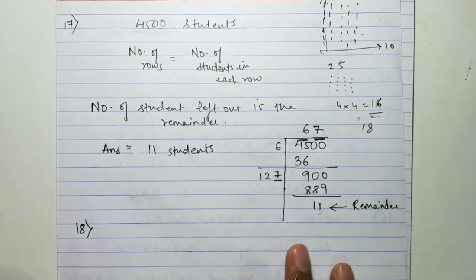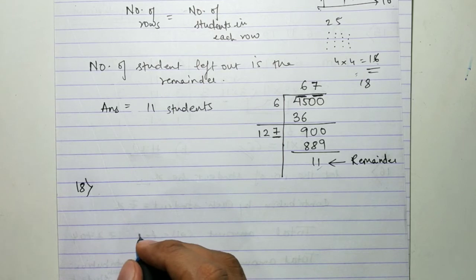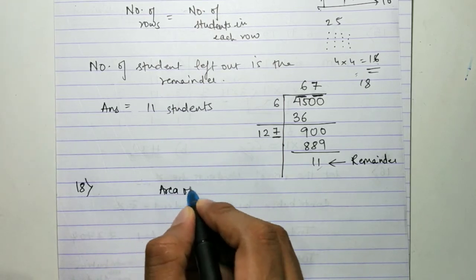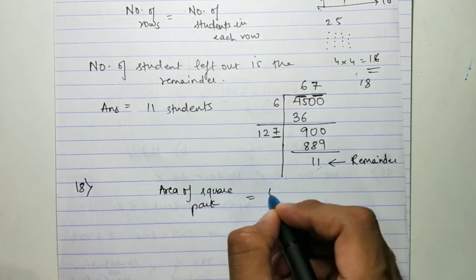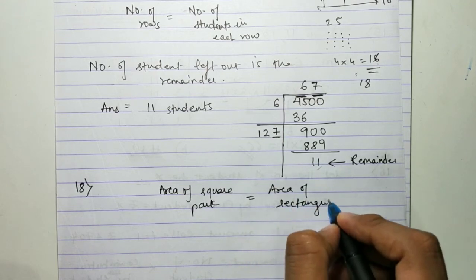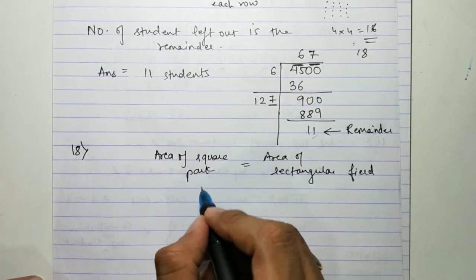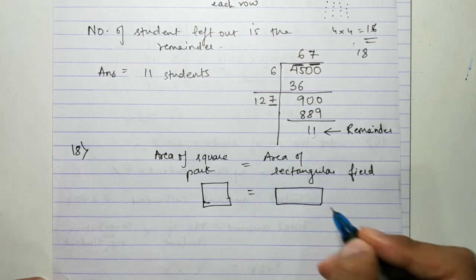Eighteenth sum. You can pause the video and copy the sum. The area of a square park is equal to the area of a rectangular field. So they are saying area of square park is equals to area of rectangular field.